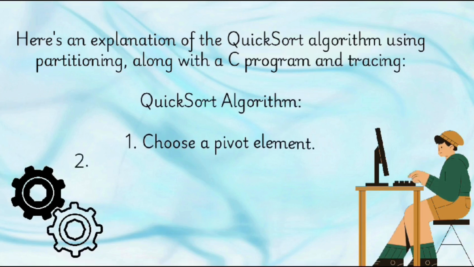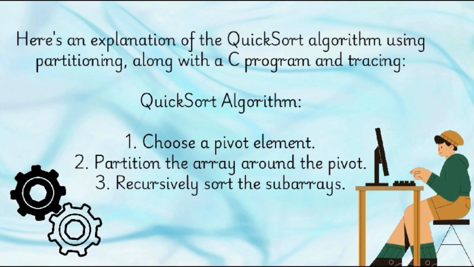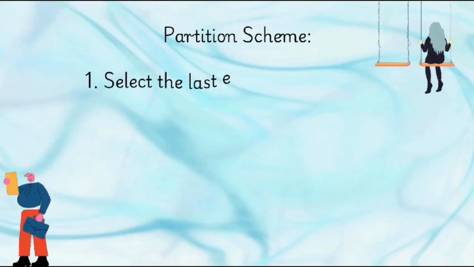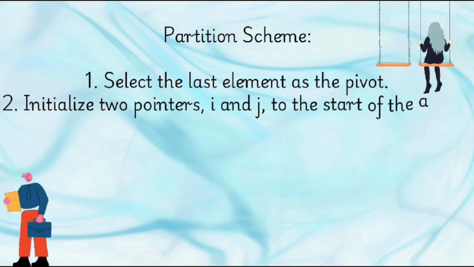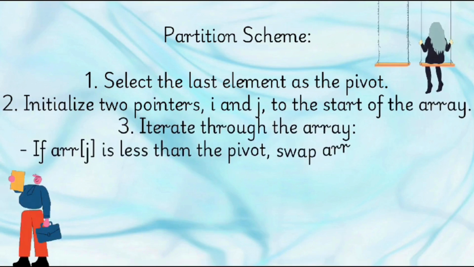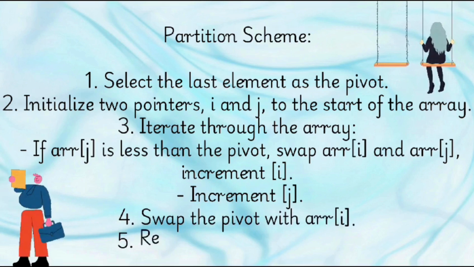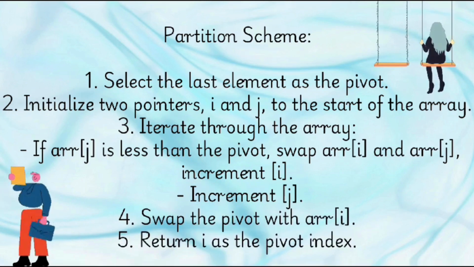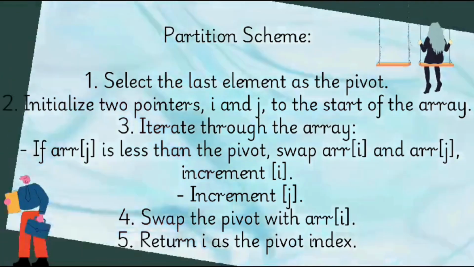Quicksort algorithm. 1. Choose a pivot element. 2. Partition the array around the pivot. 3. Recursively sort the subarrays. Partition scheme. 1. Select the last element as the pivot. 2. Initialize two pointers, i and j, to the start of the array. 3. Iterate through the array. If arr[j] is less than the pivot, swap arr[i] and arr[j], increment i. Increment j. 4. Swap the pivot with arr[i]. 5. Return i as the pivot index.